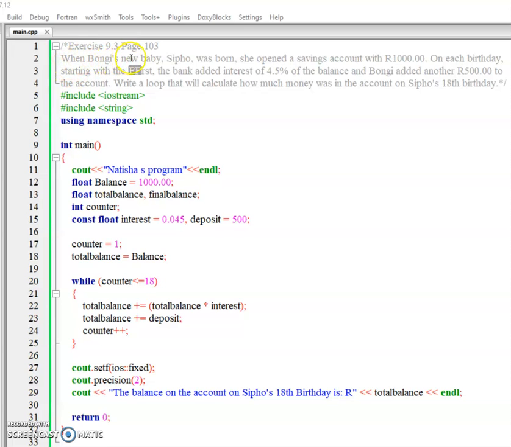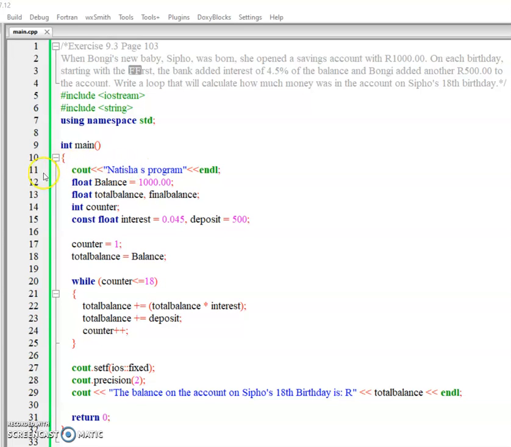When Bongi's new baby, Sipo, was born, she opened a savings account with 1,000 rands. On each birthday, starting with the first, the bank added an interest of 4.5% of the balance, and Bongi added 500 rand to the account. Write a loop that will calculate how much money was in the account on Sipo's 18th birthday. So let's go through the program.